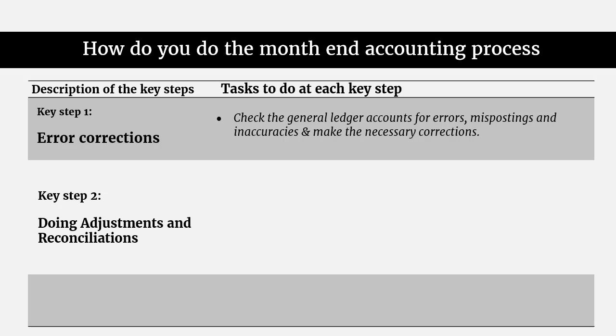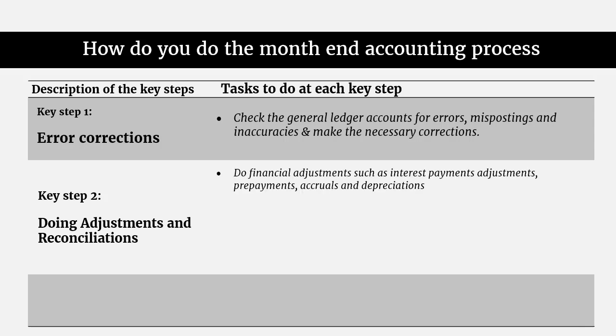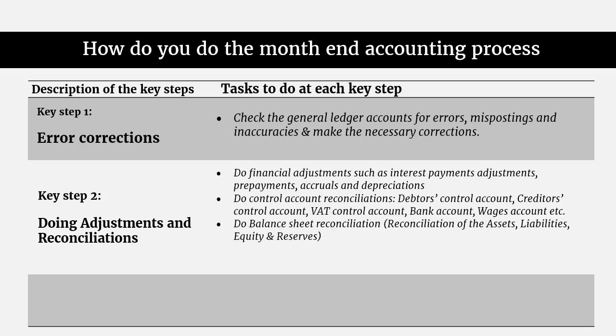And what sort of adjustments and reconciliations might this be? Financial adjustments such as interest payment adjustments, prepayments, accruals, and depreciation. We do also have control account reconciliation, reconciliation of debtors, creditors, VAT, bank, and wages accounts. There is also balance sheet reconciliations, reconciliation of assets, liabilities, equity, and reserves. Also in this second key step, you calculate the closing balances of the accounts after doing the adjustments and reconciliations.